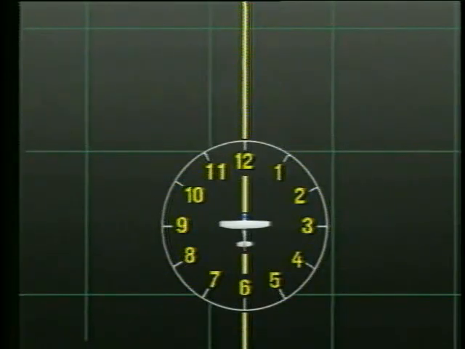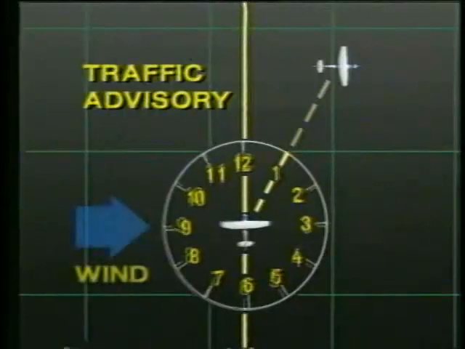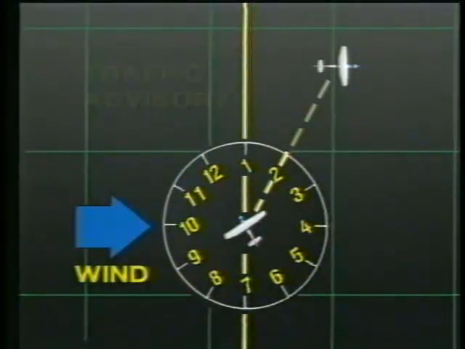For example, "Cessna 740, traffic 1 o'clock, 2 miles, a Cessna 7500, eastbound." If you are turned into the wind to maintain your ground track, the actual location of the traffic may be different than that given by the controller. In this example, the traffic is actually at your 2 o'clock position. When you're trying to locate the reported traffic, consider your ground track and encompass a wider range in your scan.